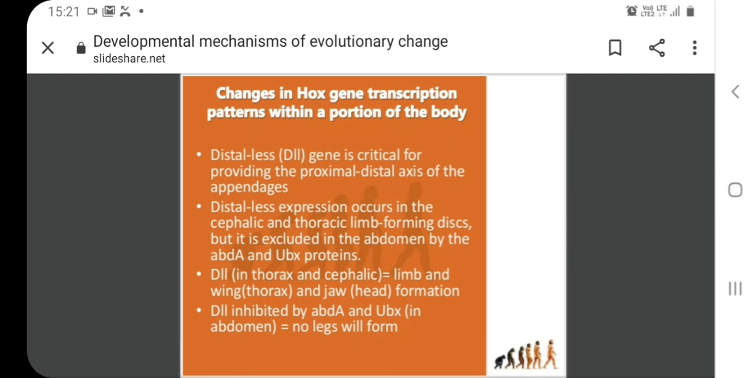But this expression is excluded in the abdomen. We know that the appendages are present only in the head region as well as the thoracic region. There are no appendages in the abdomen. Why? Because the distal-less gene is not expressed in the abdominal region. And why is it so? Because in the abdomen there are the abdominal-A gene protein expression as well as UBX homeodomain proteins.